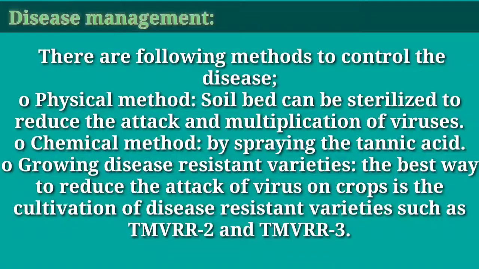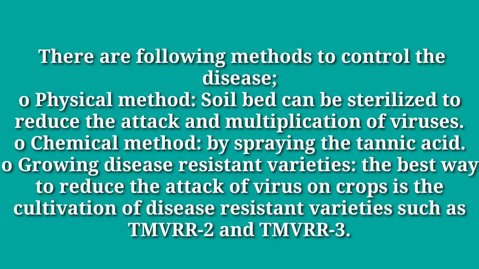Disease management. There are the following methods to control the disease. Physical method: soil beds can be sterilized to reduce the attack and multiplication of viruses. Chemical method: by spraying tannic acid. Growing disease-resistant varieties: the best way to reduce the attack of virus on crops is the cultivation of disease-resistant varieties such as TMVRR2 and TMVRR3.